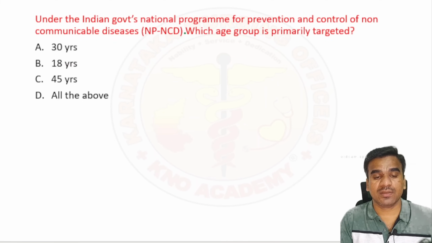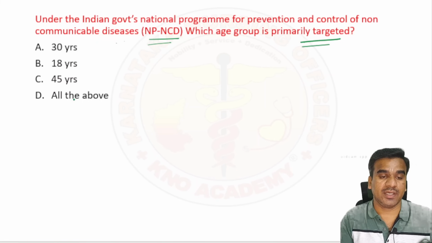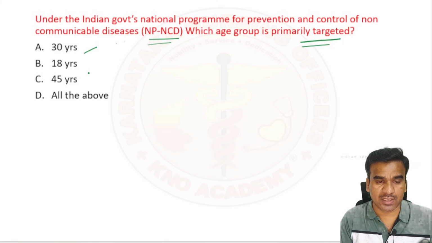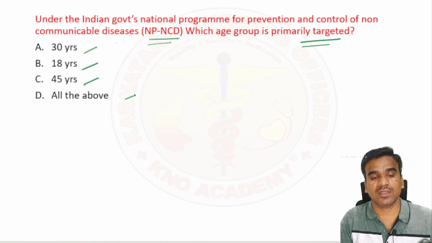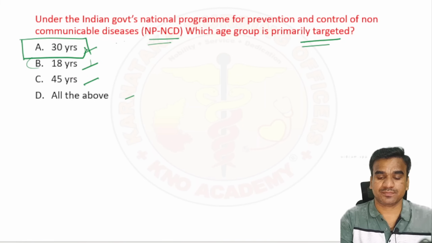Under the Indian government's National Programme for Prevention and Control of Non-Communicable Diseases (NCD), those who work as CHOs are very familiar with this. Which age group is primarily targeted? Options: 30 years, 18 years, 45 years, and all of the above. We cannot choose all of the above because 18 years is not included. So the right answer is 30 years.